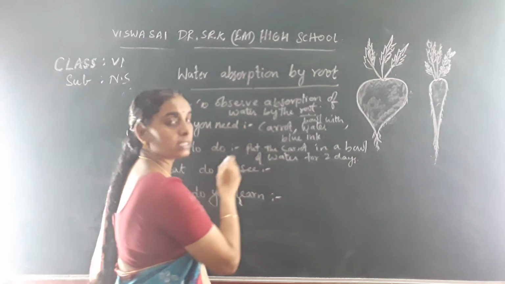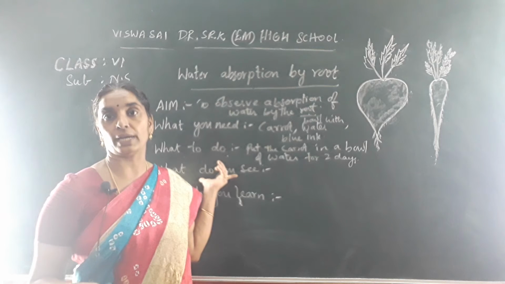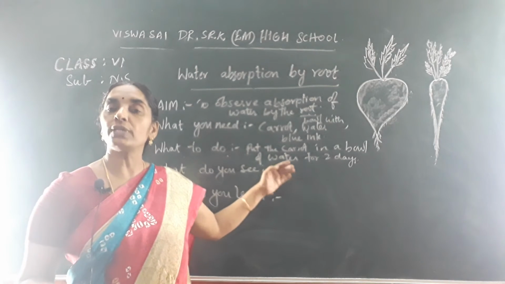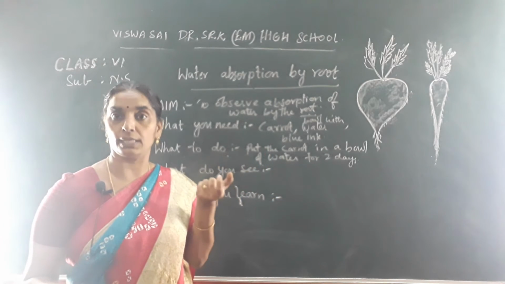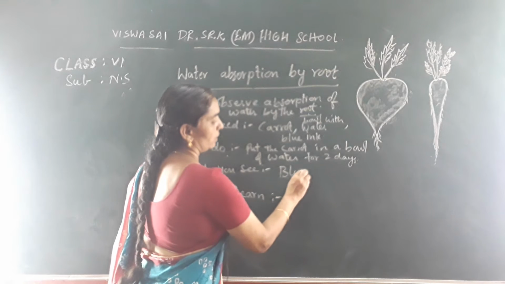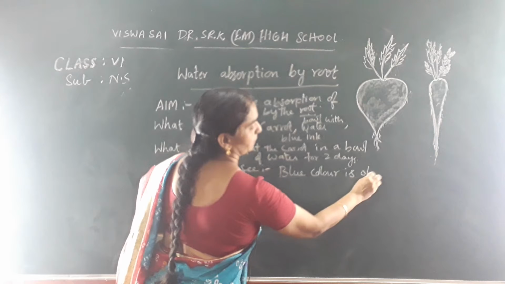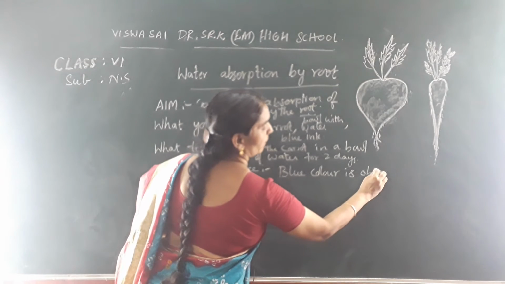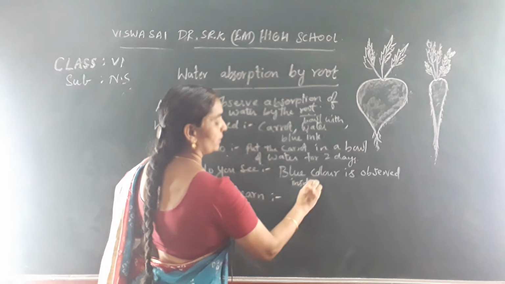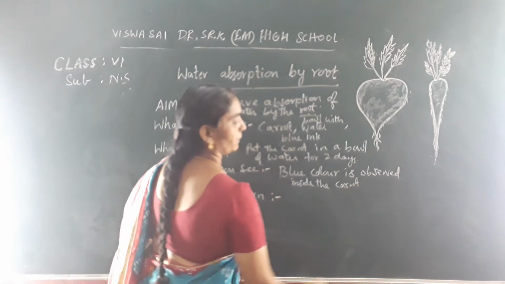And then what is your observation? What do you see? Your observation you write here. You will see that when you cut the carrot after 2 days, you can see the blue color inside the carrot. Blue color is absorbed. See the spelling of absorb and observe. Observe inside the carrot when you cut it.